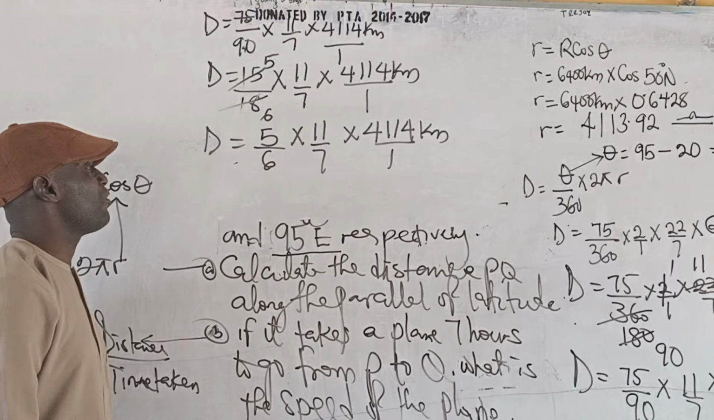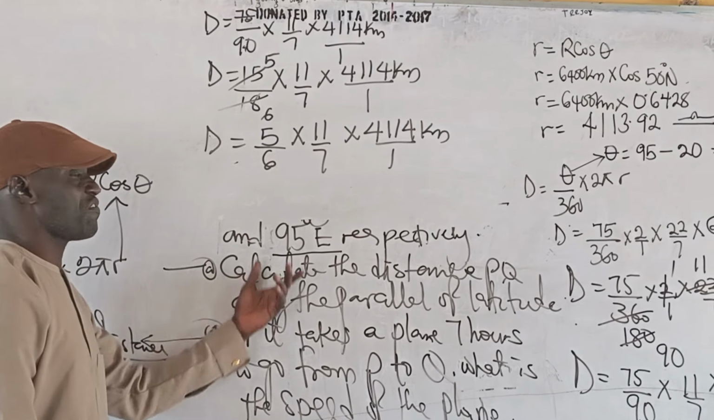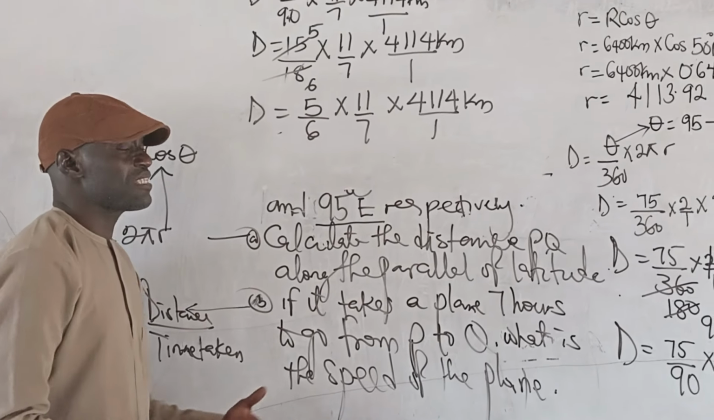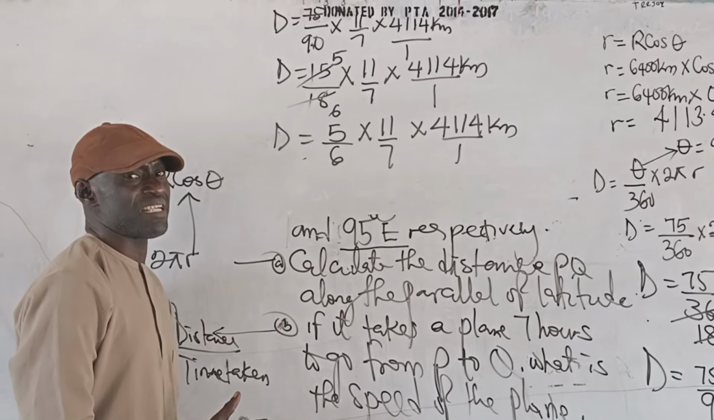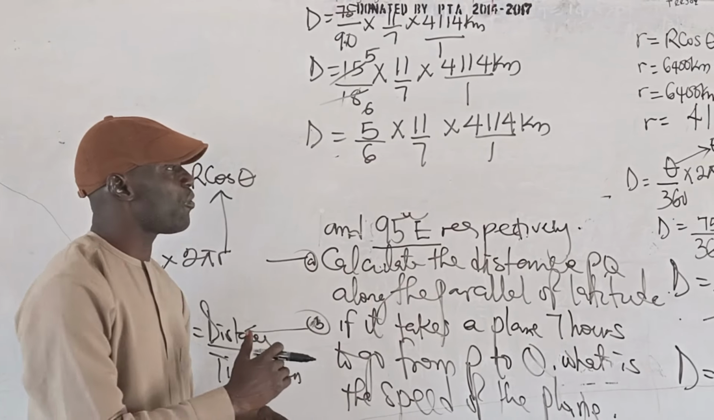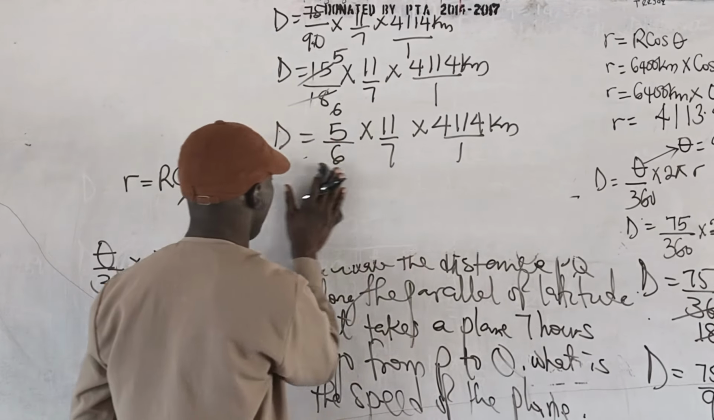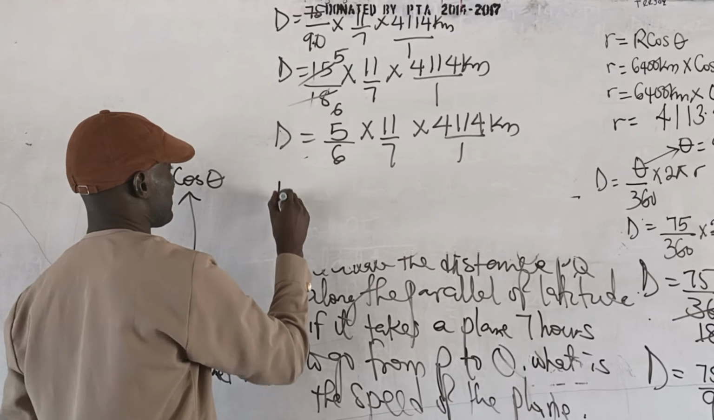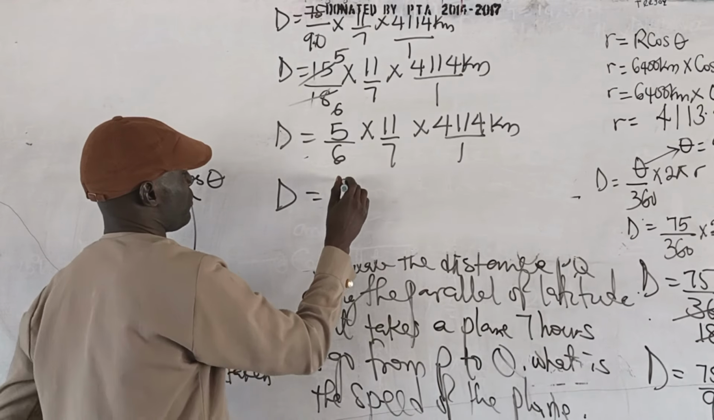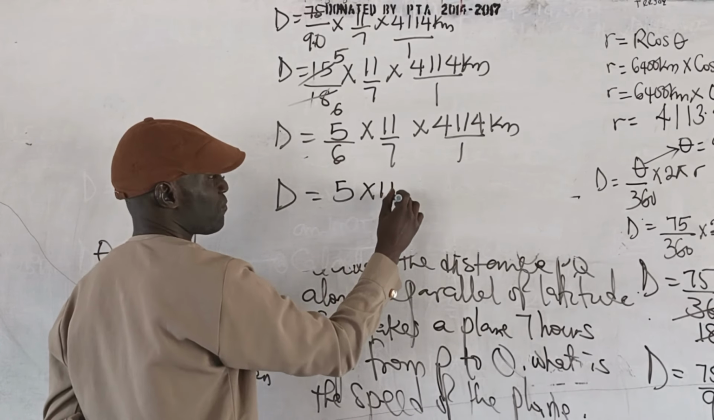You can't just bring your final result there. You will miss a lot of marks. So the steps are very, very important in mathematics. You can see that I'm moving from one step to another, so that you can have your full marks. So our D now, we can multiply them, which is 5 times 11 times 4114 kilometers divided by 6 times 7.